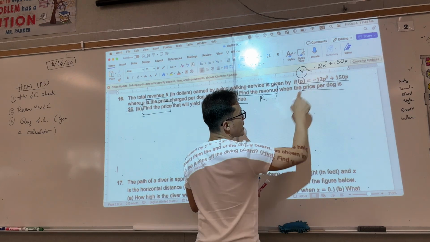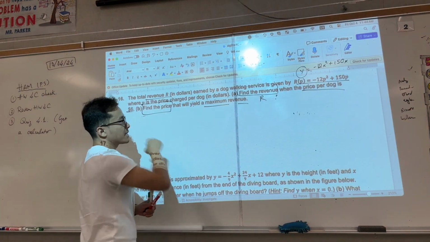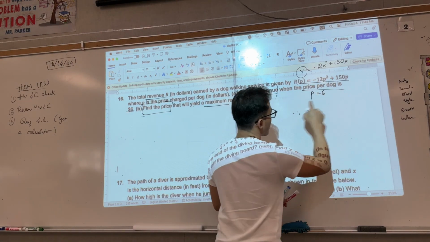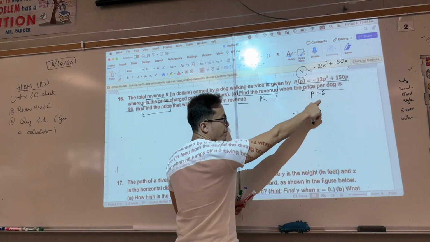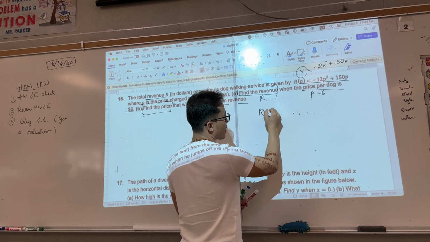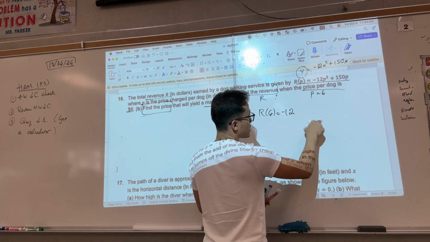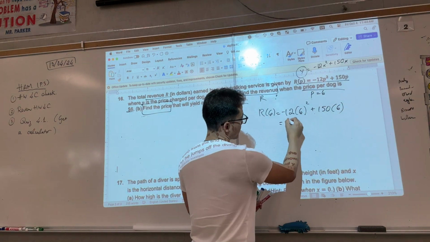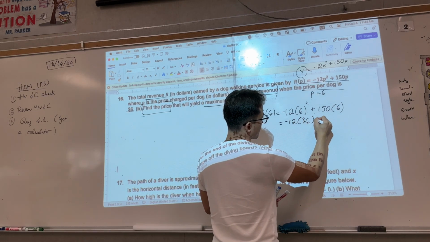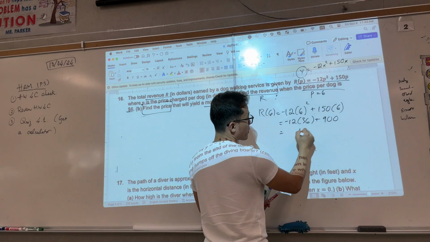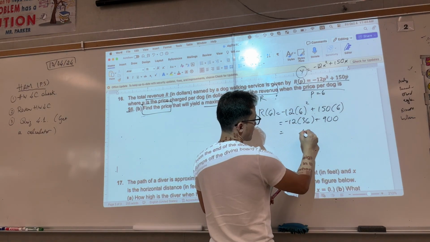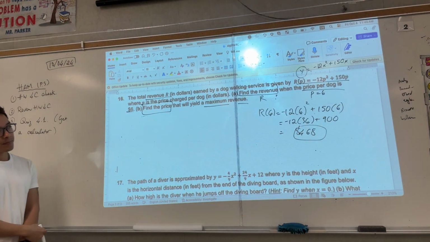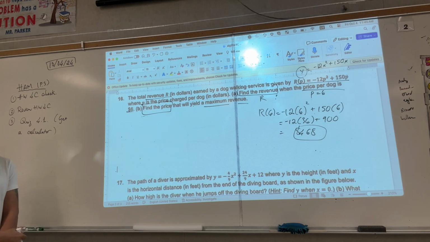That means they're asking for the Y when the price is 6. Price is what letter? X, right? So P is 6. That means when X equals 6, what is the Y? Or when P equals 6, what is the R? You just need to plug it in. So R of 6, negative 6 squared, right? What did you get, Dana? 468. 468 dollars. Did you get the same answer? Yeah. Okay, great. That's part A.